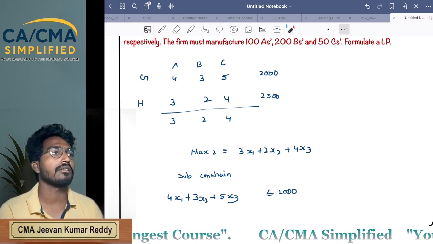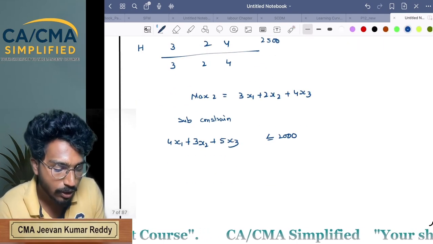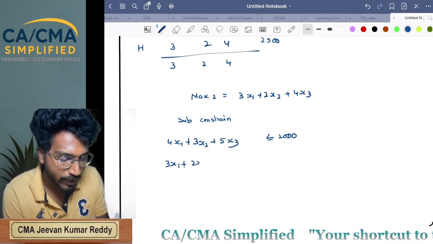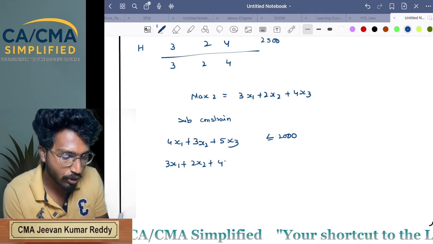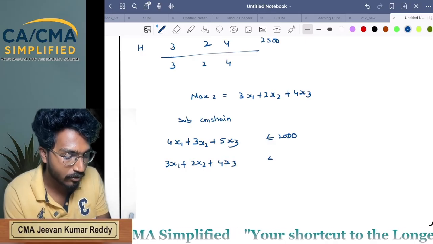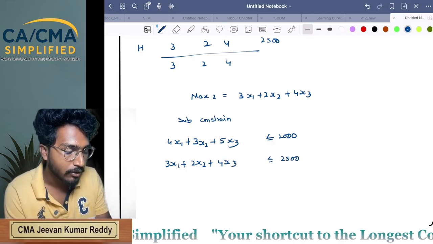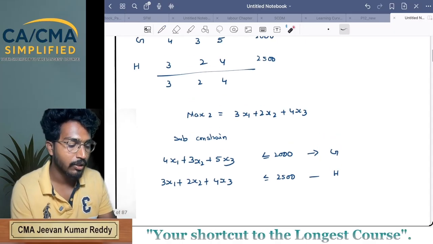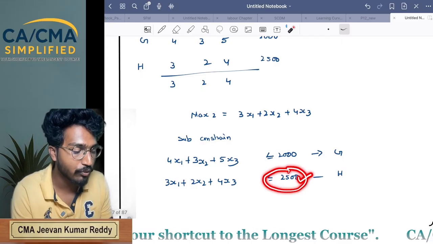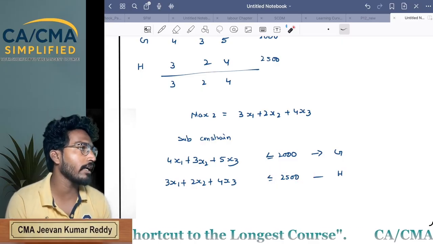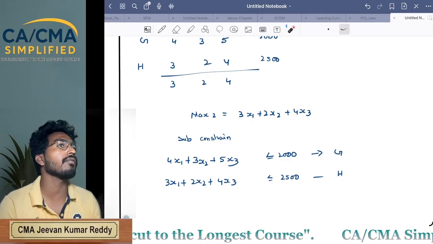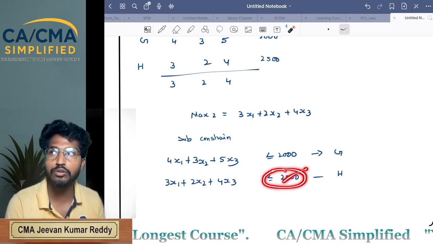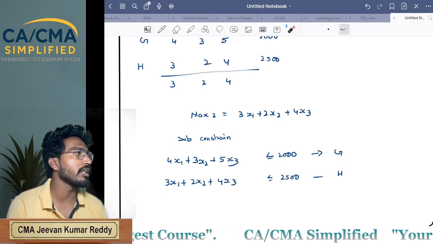Am I clear? Next, 3x1 plus 2x2 plus 4x3 less than or equal to 2500. So this is the constraint for G, and this is the constraint for H. That means the H machine is available for only 2500 minutes. The minutes consumed by A, B, C must be less than or equal to 2500 minutes.